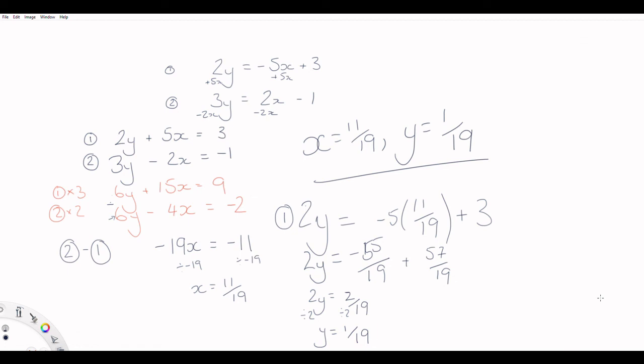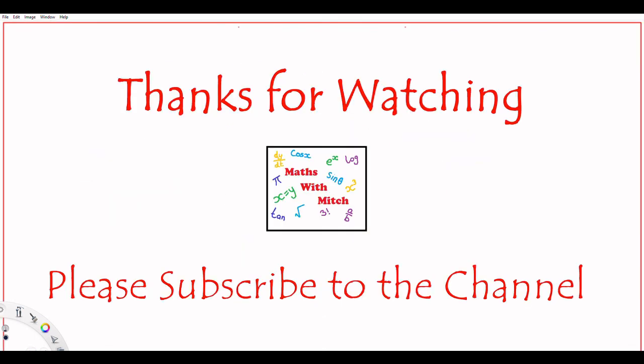So that is solving simultaneous linear equations. Remember, put them into the form where you can get your y's in one column, x's in the other. You want a common coefficient that you can either add or take away so that you can eliminate one of the terms, solve for either x or y, and then put that value back into one of the equations to find the other term.